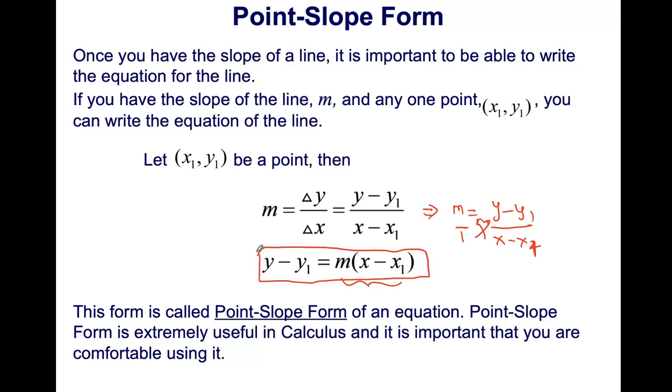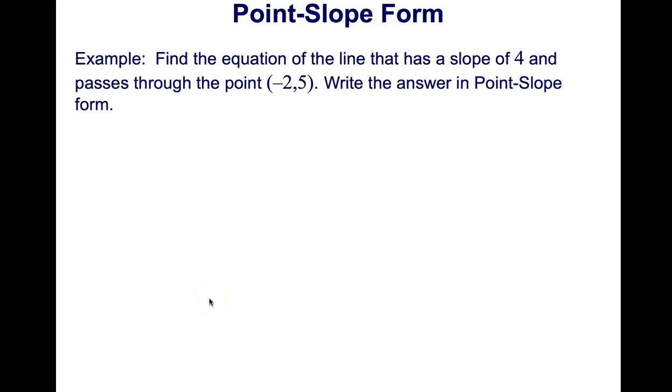I will advise you to pause the video and copy all notes in your notebook. Now our first example is: find the equation of the line that has a slope of 4 and passes through the point negative 2, 5, and write the answer in point slope form.